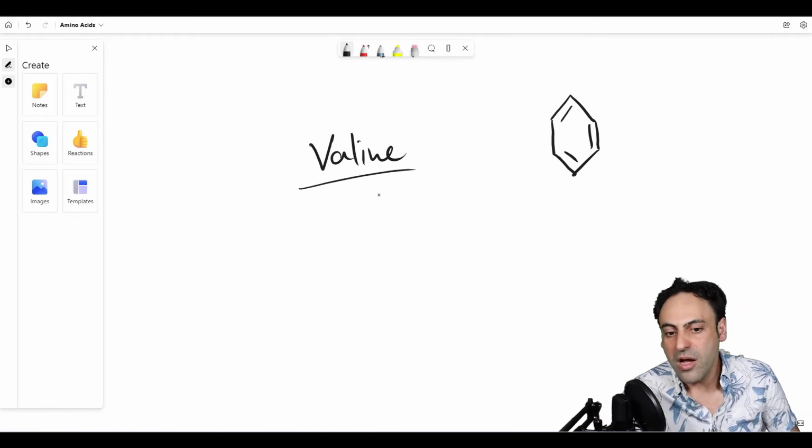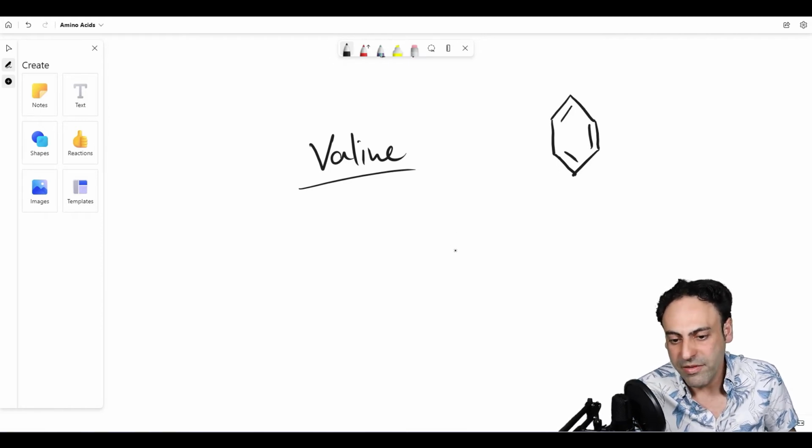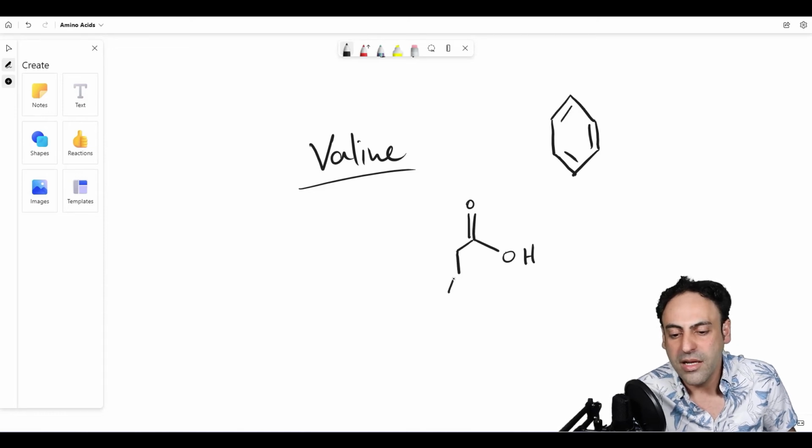Non-polar, non-aromatic amino acids: valine. In order to draw valine, it's going to be very easy. We're going to put the same thing on and on. The carboxyl group right here, and then come here, alpha carbon. The alpha carbon is here, and here we have an NH2.